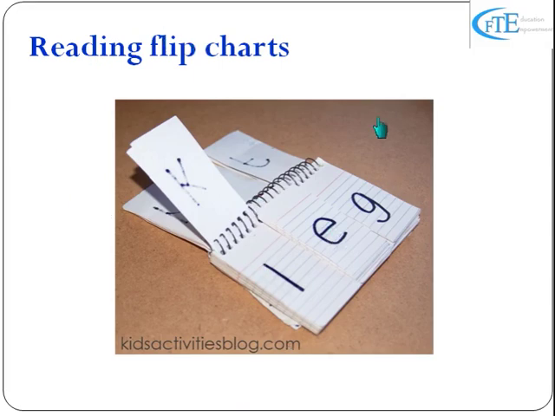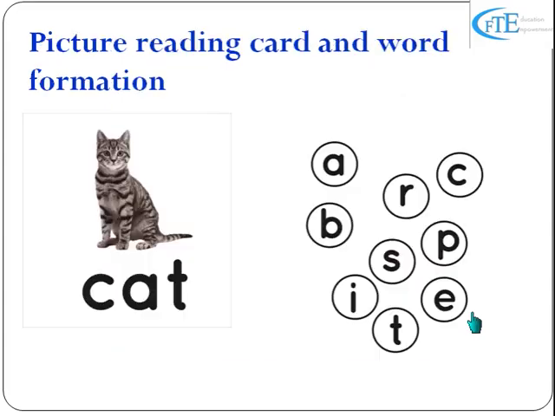You could also make flip charts like this. Again, the child enjoys this. Prepare small little circular cards like this. Prepare reading pictures. Get the child to read this and then place the related letters below this and read it. So the child has to take k, put it here, a, and then t, and then read the word.